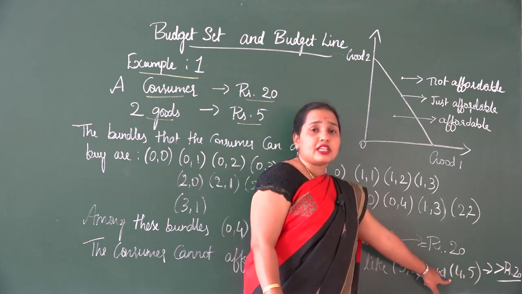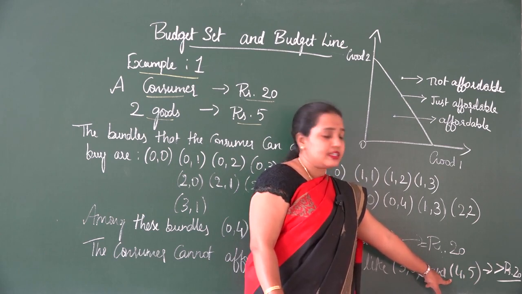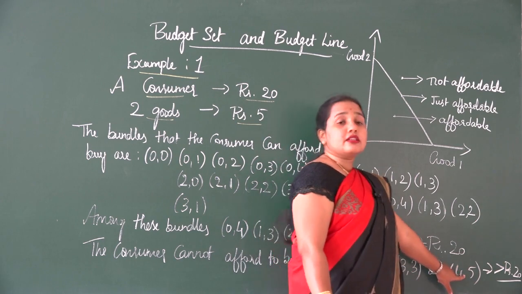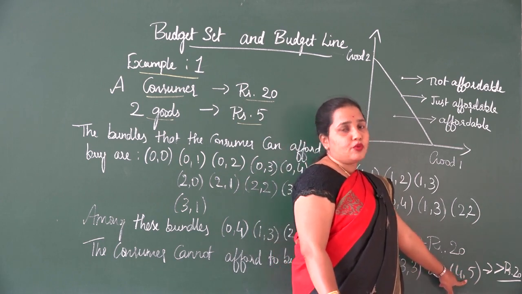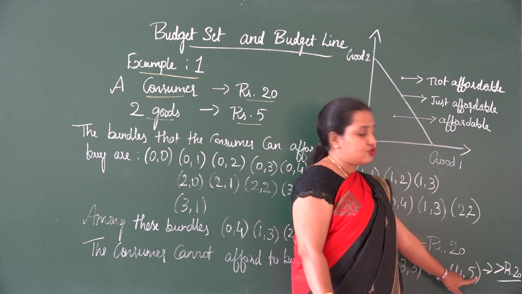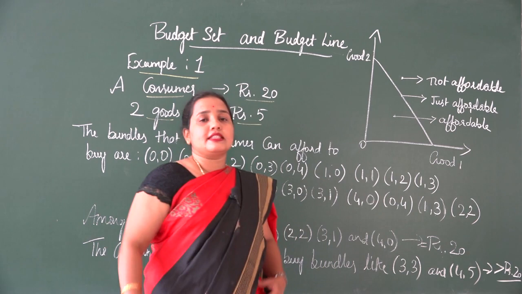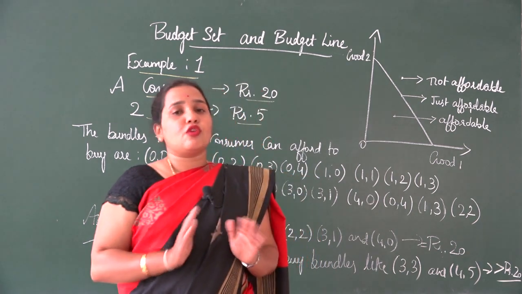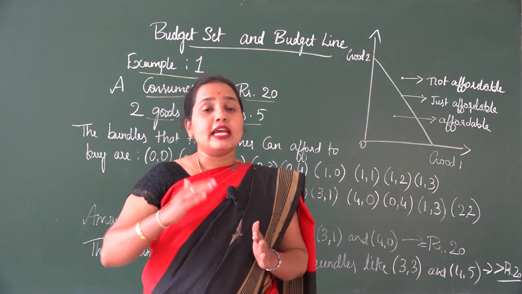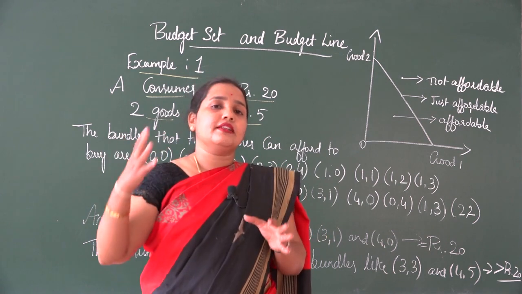The second bundle he cannot afford is this. When he buys 4 units of good 1, he cannot afford to buy 5 units of good 2. So, even this is not possible. Any bundles like 3, 3 or 4, 5 are not possible to afford because the cost is greater than the income of the consumer. It will be greater than rupees 20.